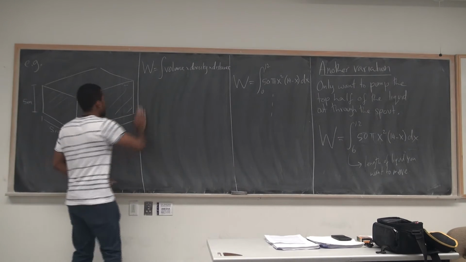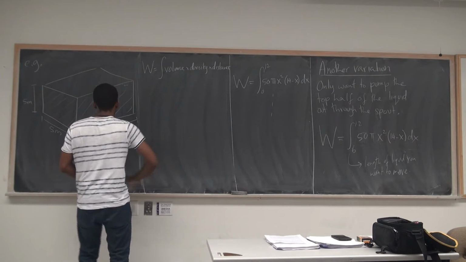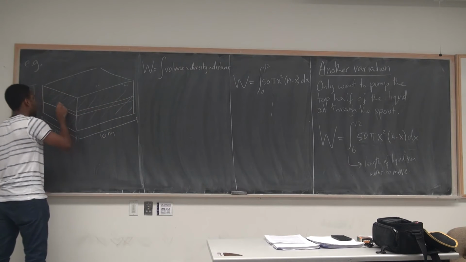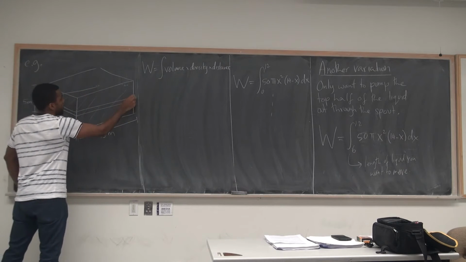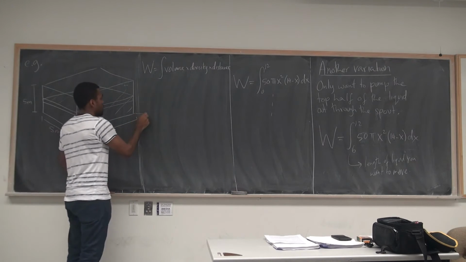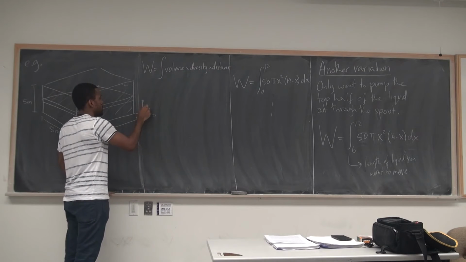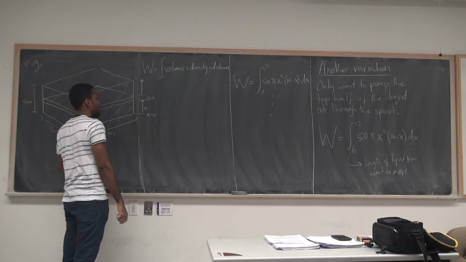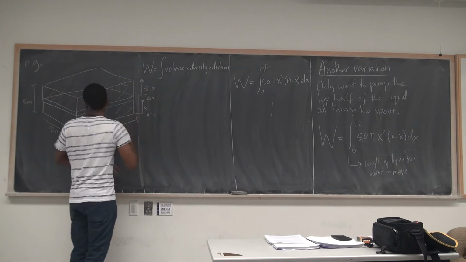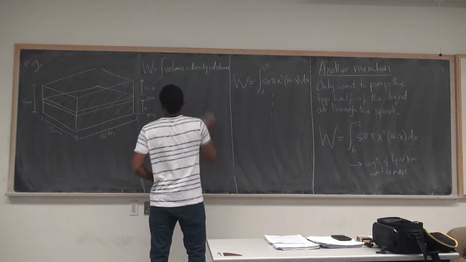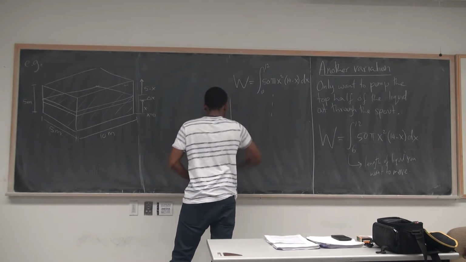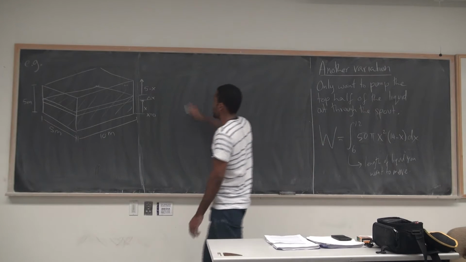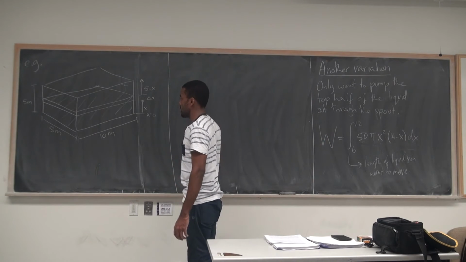So I'm going to consider moving one slice of this water here. Here, x is 0. Consider this slice as being at the height of x. Its thickness is delta x. The distance it has to move is therefore what? 5 minus x, because the total height is 5. Okay, so that's sort of the setup.